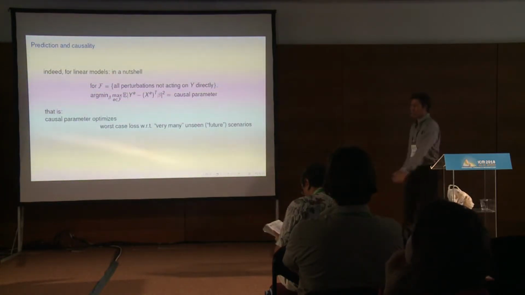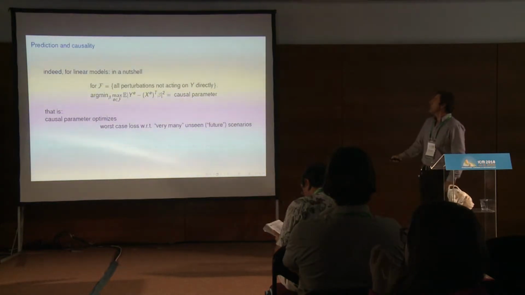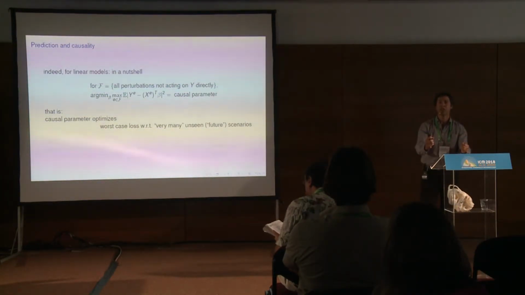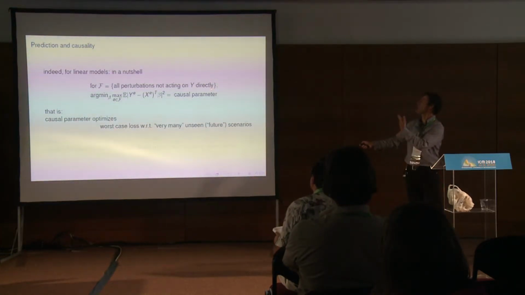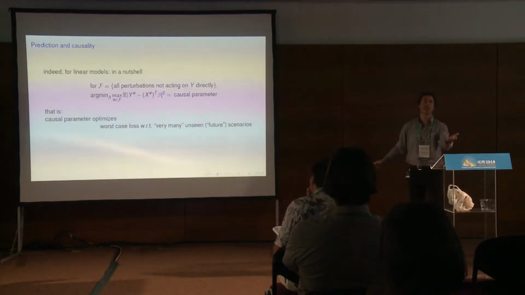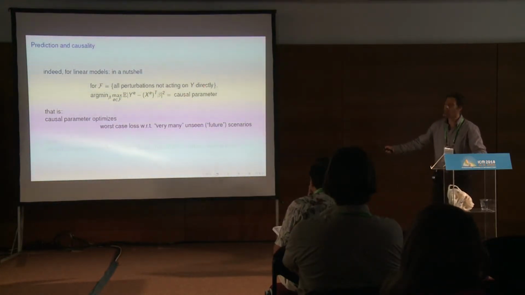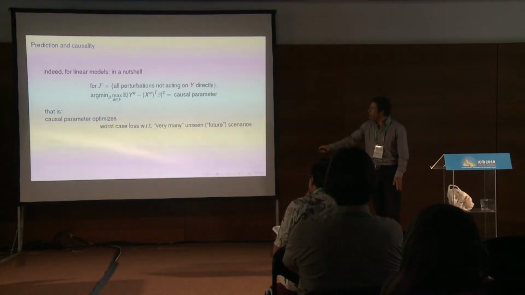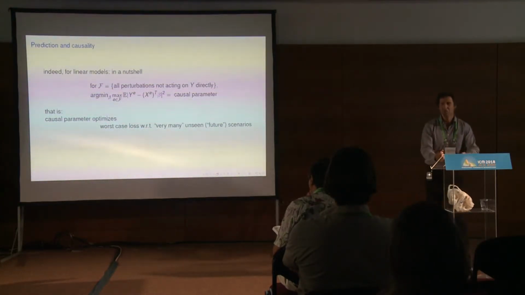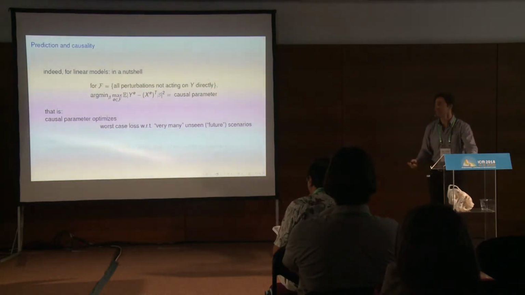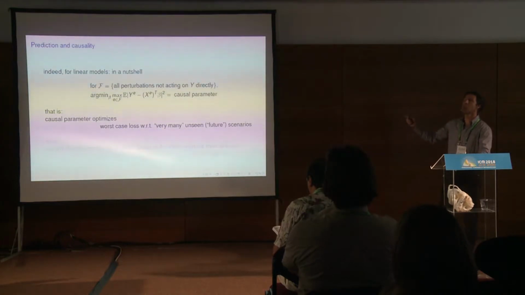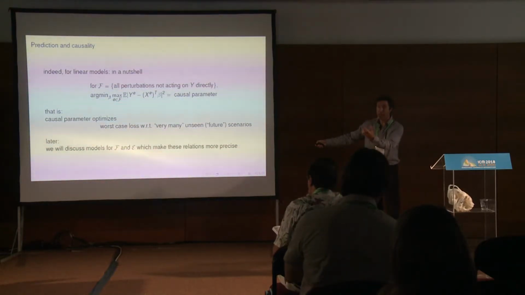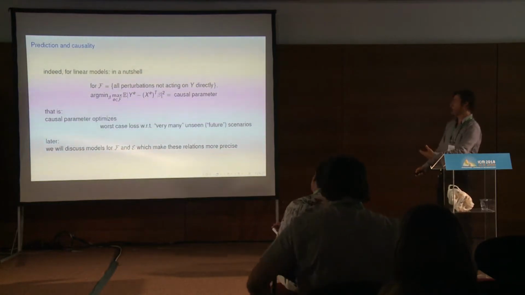Actually what happens, this is a bit in a nutshell, I take this result a bit early. If I look in a linear model, and if my perturbations are all perturbations, they're very strong, but they're not allowed to act directly on y, I'll define that later what it means, then the solution of this worst case risk optimization problem is what people call the causal parameter, and I'll define that as well. The point here is really causal parameter optimizes a worst case risk, and that's a bit a new viewpoint. Usually people talk very differently about causality, but here we see a connection that actually the causal solution optimizes a worst case risk. And we'll discuss later models for this perturbation class script F, models for the perturbation class script D, and make these relations more precise.